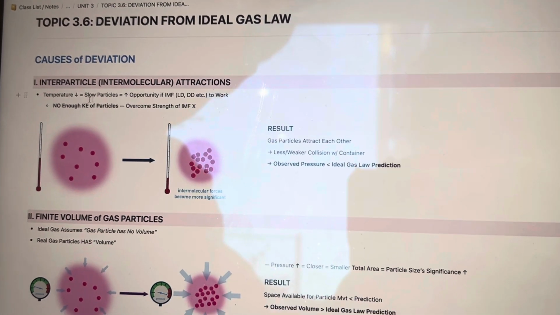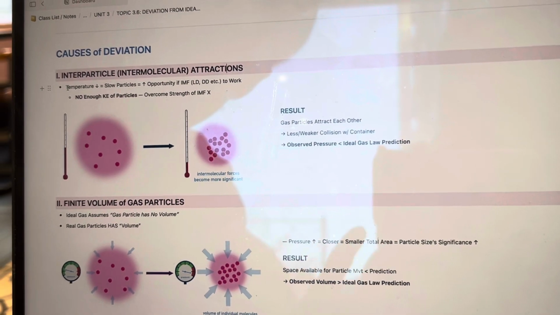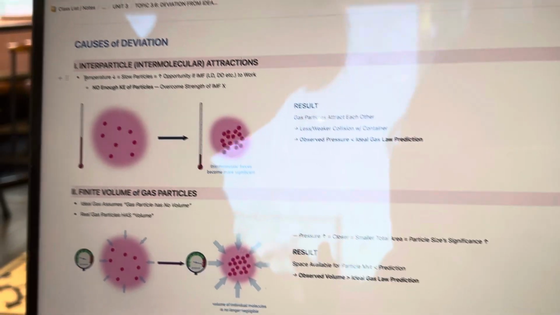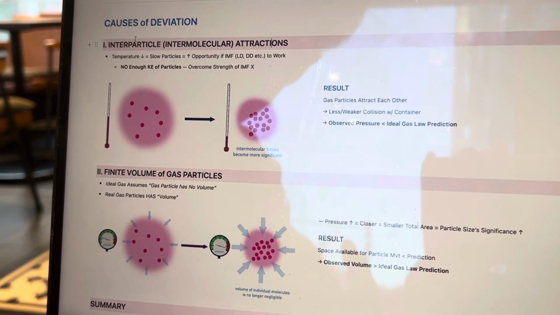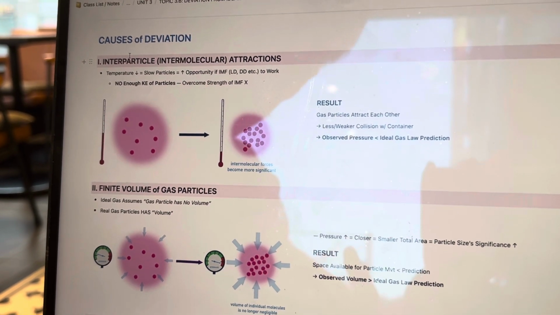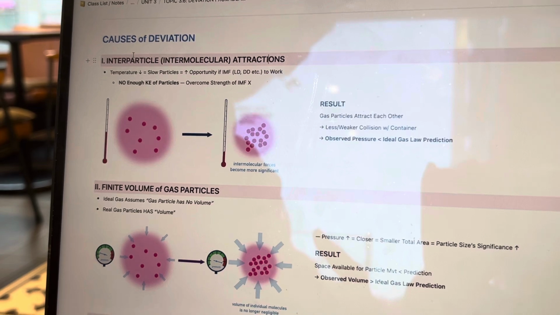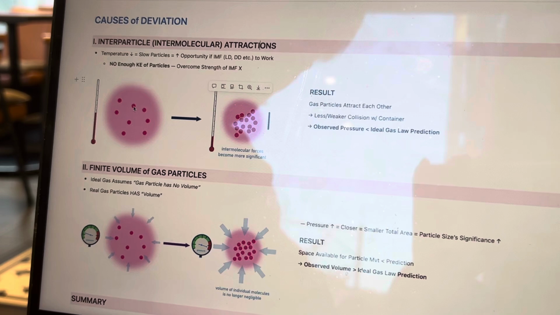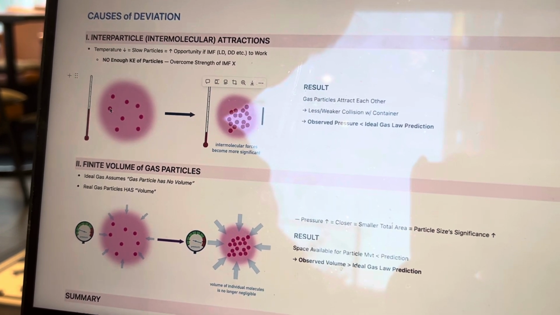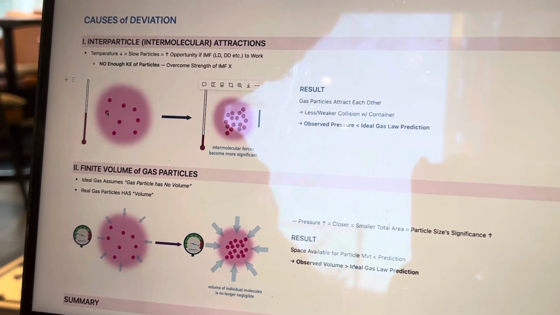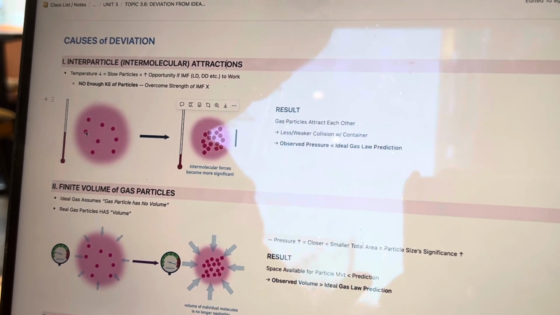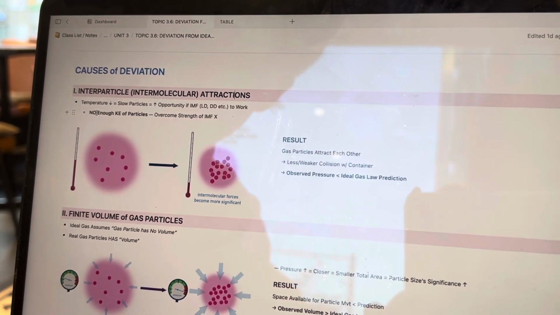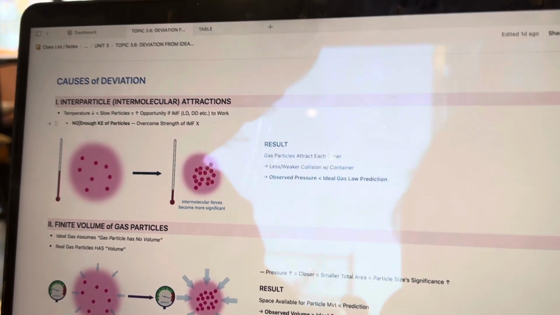attractions. So if temperature decreases, the particles are much slower now, and there is more opportunity for intermolecular forces to work between them and to interrupt. It's very obvious that if the particles are moving slower, they spend more time close to each other. That means the intermolecular attractions can happen more frequently. But there's not enough kinetic energy of the particles.